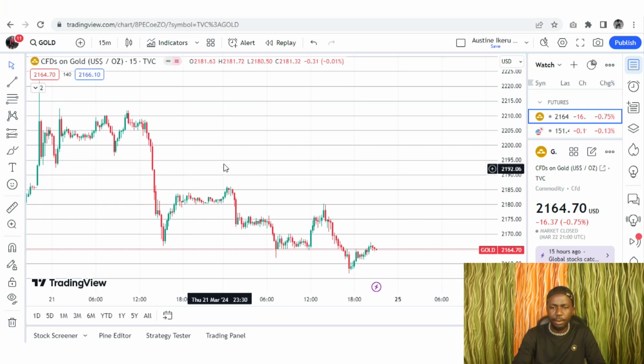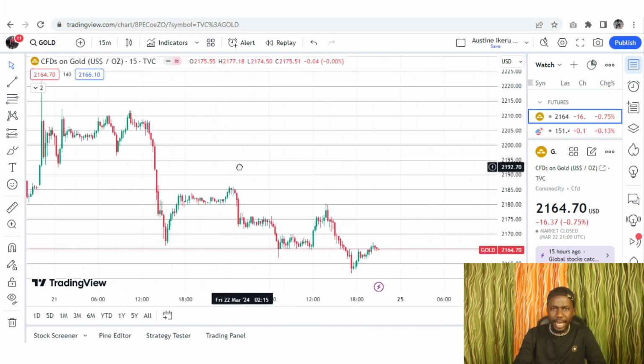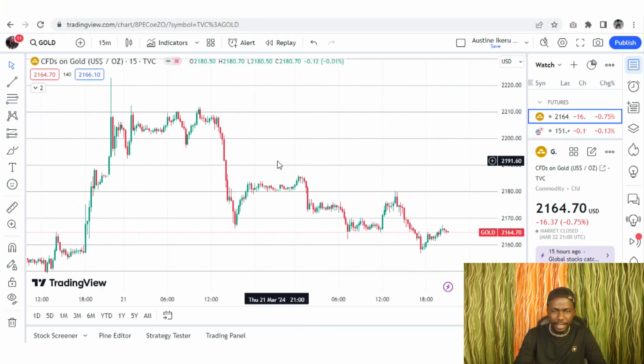So right now we are on the chart. You can clearly see we are using TradingView as our platform. We are making use of gold, and this is the 15-minute time frame. So now you can clearly see that we are on a naked chart. There is no single indicator on this chart, right? This is a pure naked chart.